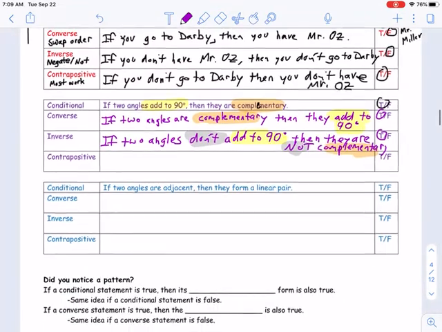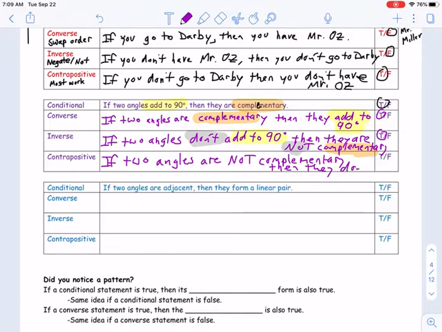Alright. And then contrapositive. So most letters, most work, we got to do both inverse and converse. So if two angles are not complementary, then they don't.